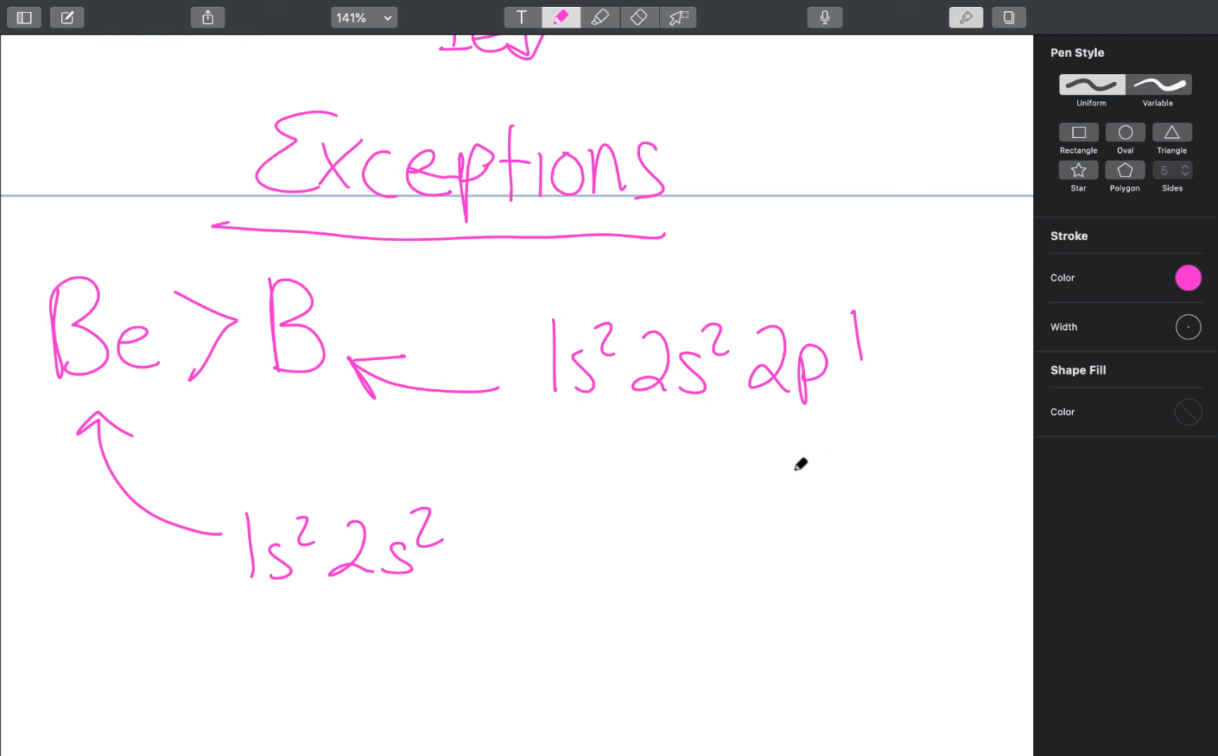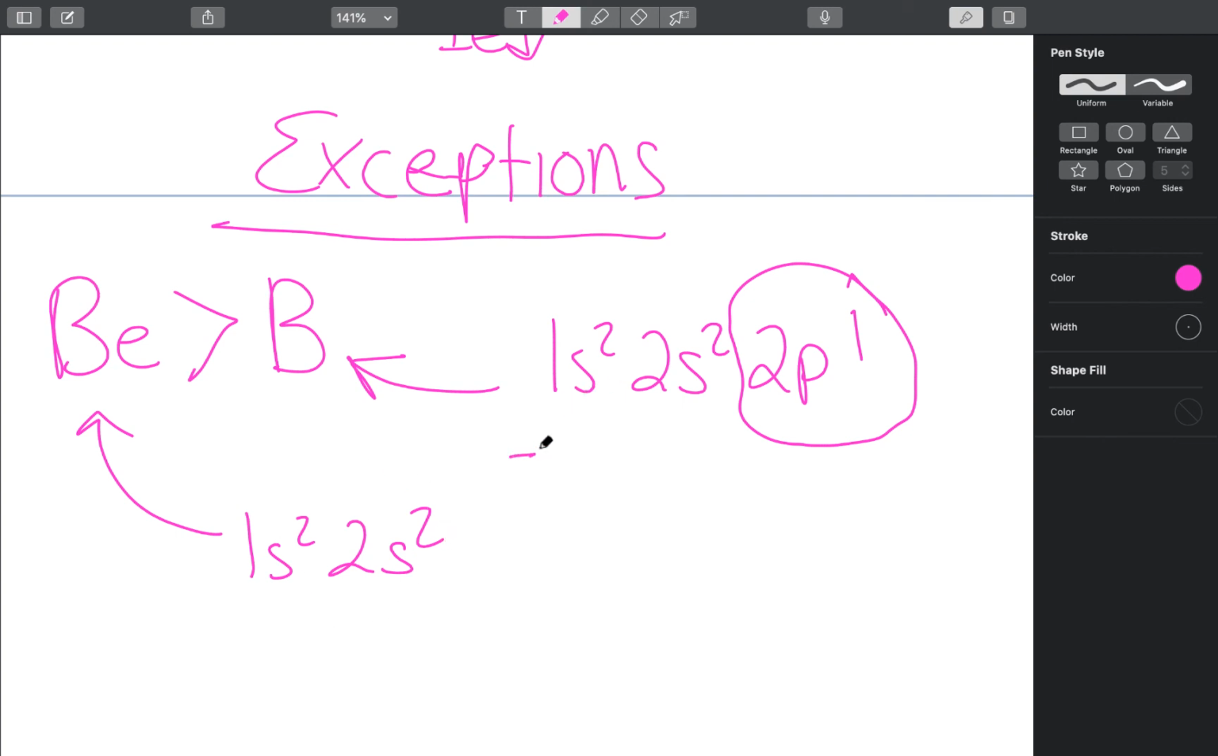The reason it's easier to remove an electron from boron than it is to remove an electron from beryllium is that we only have one electron in this 2p subshell. And it's a little confusing, but the 2s subshell actually shields the 2p subshell a little bit. So it screens the effect of the positive nucleus on the 2p subshell by a little bit. This allows the electron in the 2p subshell to be lost easier than the electron within the 2s subshell.